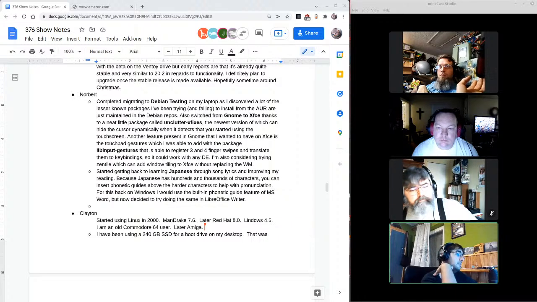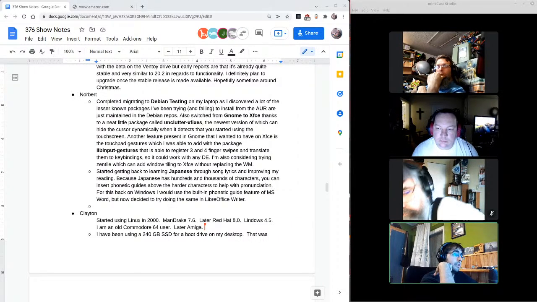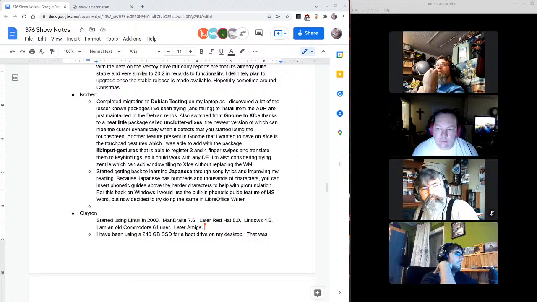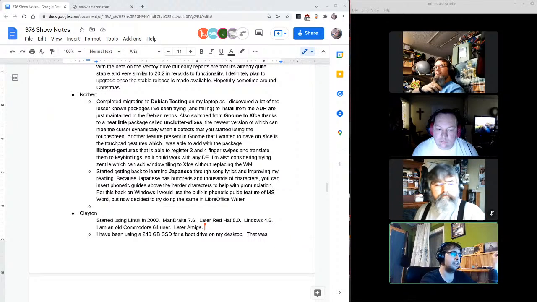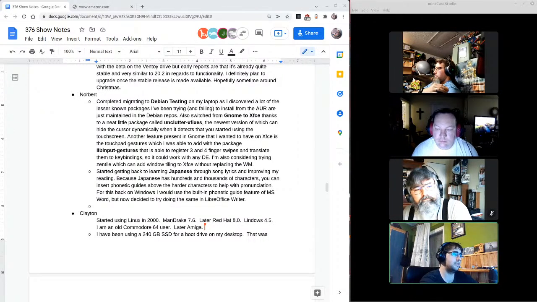I also started getting back into learning Japanese this past week through Japanese song lyrics, and also trying to improve my Japanese reading that way. But because Japanese has hundreds and thousands of characters, some of them very complicated, you can insert phonetic guides over the harder characters in a text to have the pronunciation. And I don't mean just making another line in your text editor and inserting the characters there. A lot of text editors have support for this.